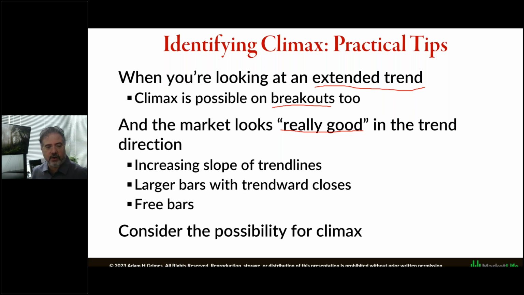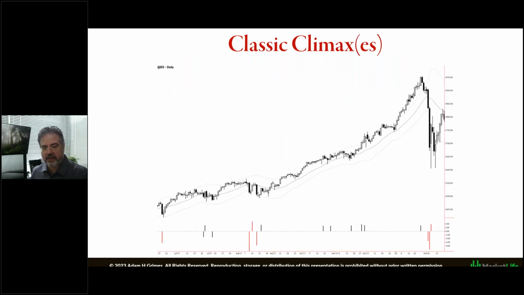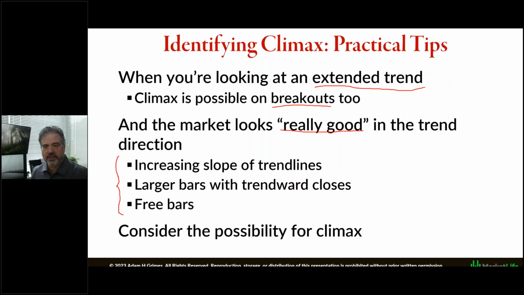And if you want to quantify that looking really good, to my eye, it would be things like this: increasing slope of trend lines, larger bars with trendward closes, so meaning they close in an uptrend, close near their highs, and free bars. That looks like this. So that's a market that looks pretty good.